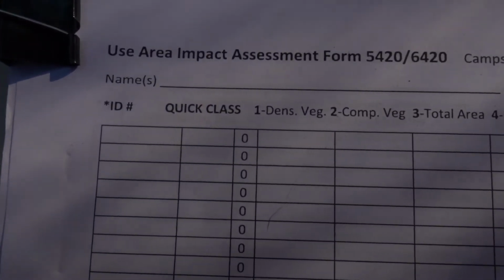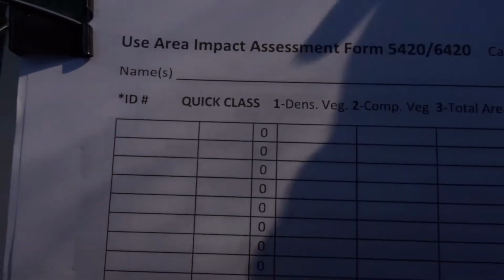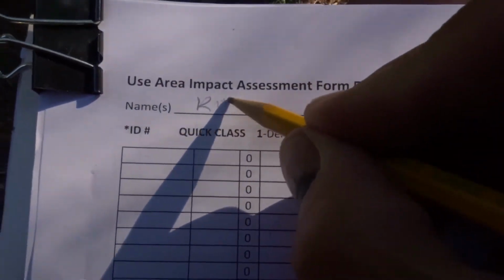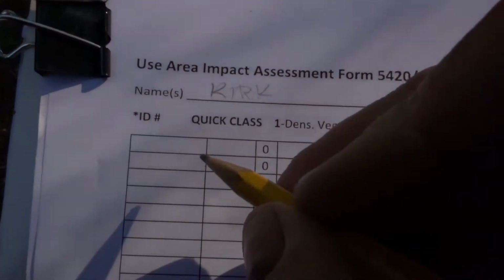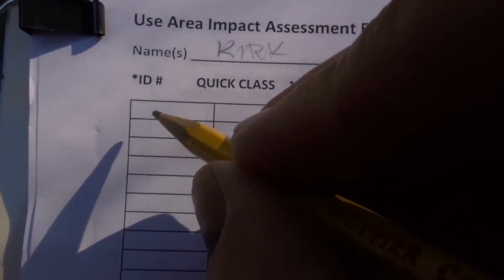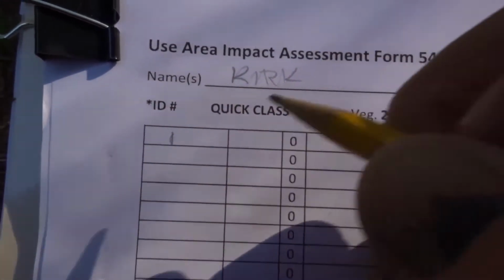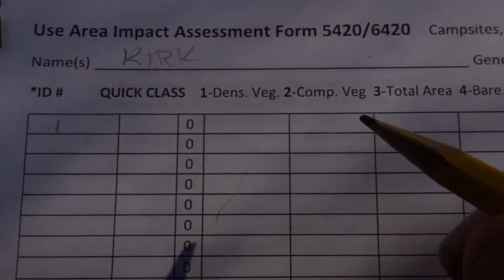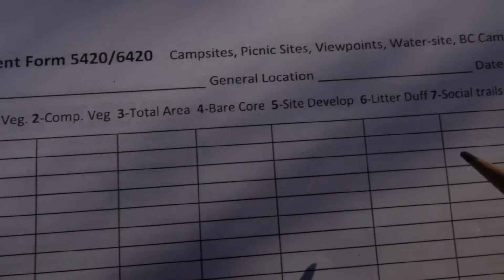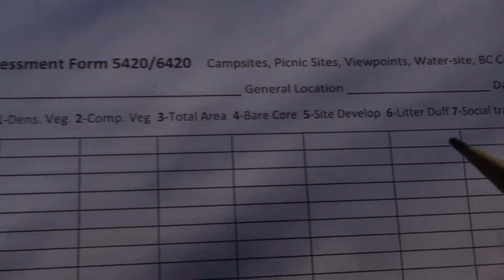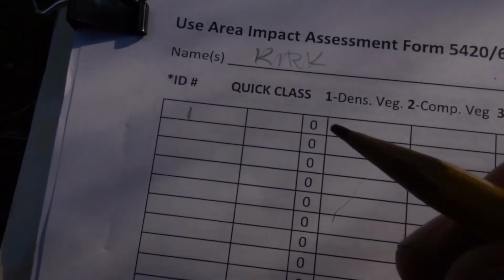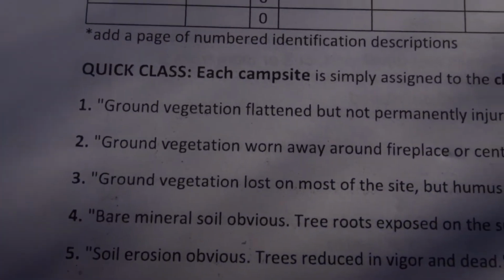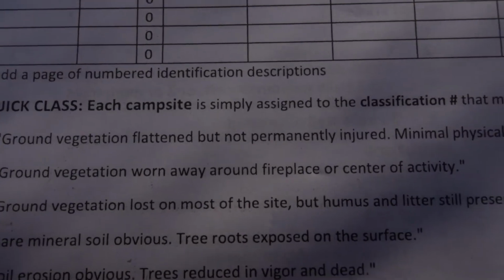And we start out with just giving our names. There's only one of me today. And an ID site, so this is number 1. And then we've got to do this thing called a quick class, and then we're going to go through and hit these other columns, of which the descriptions are on the back of our form. The quick class criteria are down here at the bottom, the quick class for each campsite.